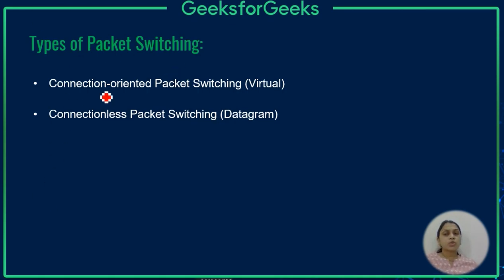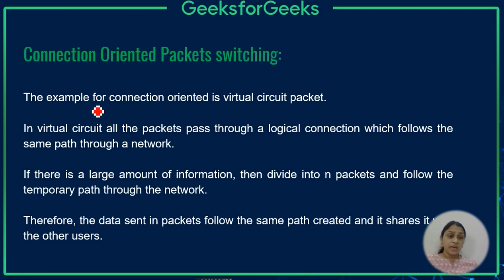The different types of packet switching are connection-oriented packet switching and connectionless packet switching. What do we mean by connection-oriented packet switching? The example for connection-oriented is the virtual circuit packet. In a virtual circuit, all packets pass through a logical connection which follows the same path through a network. The point to remember is that in connection-oriented packet switching, all the packets follow the same pathway through the network. The packets will not be distributed through different channels.